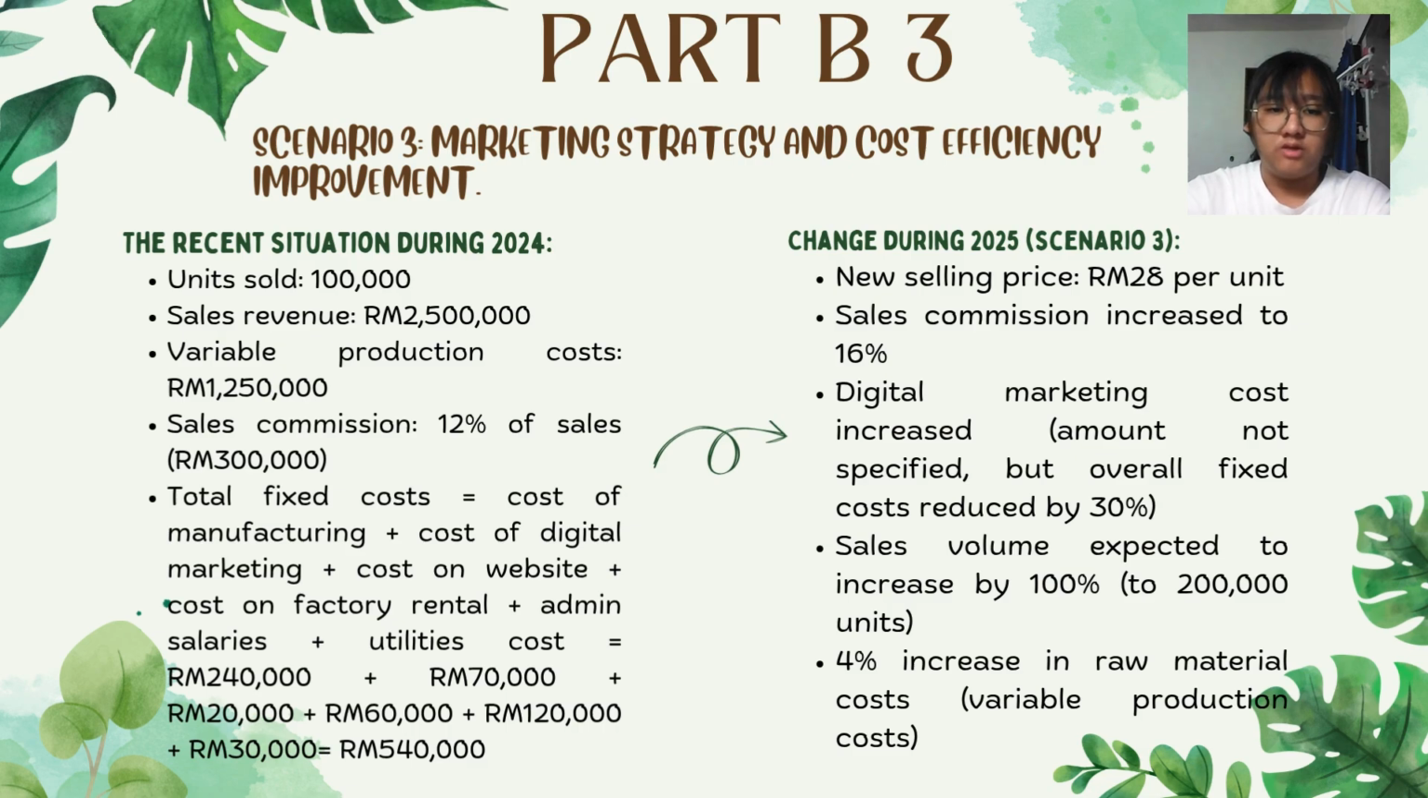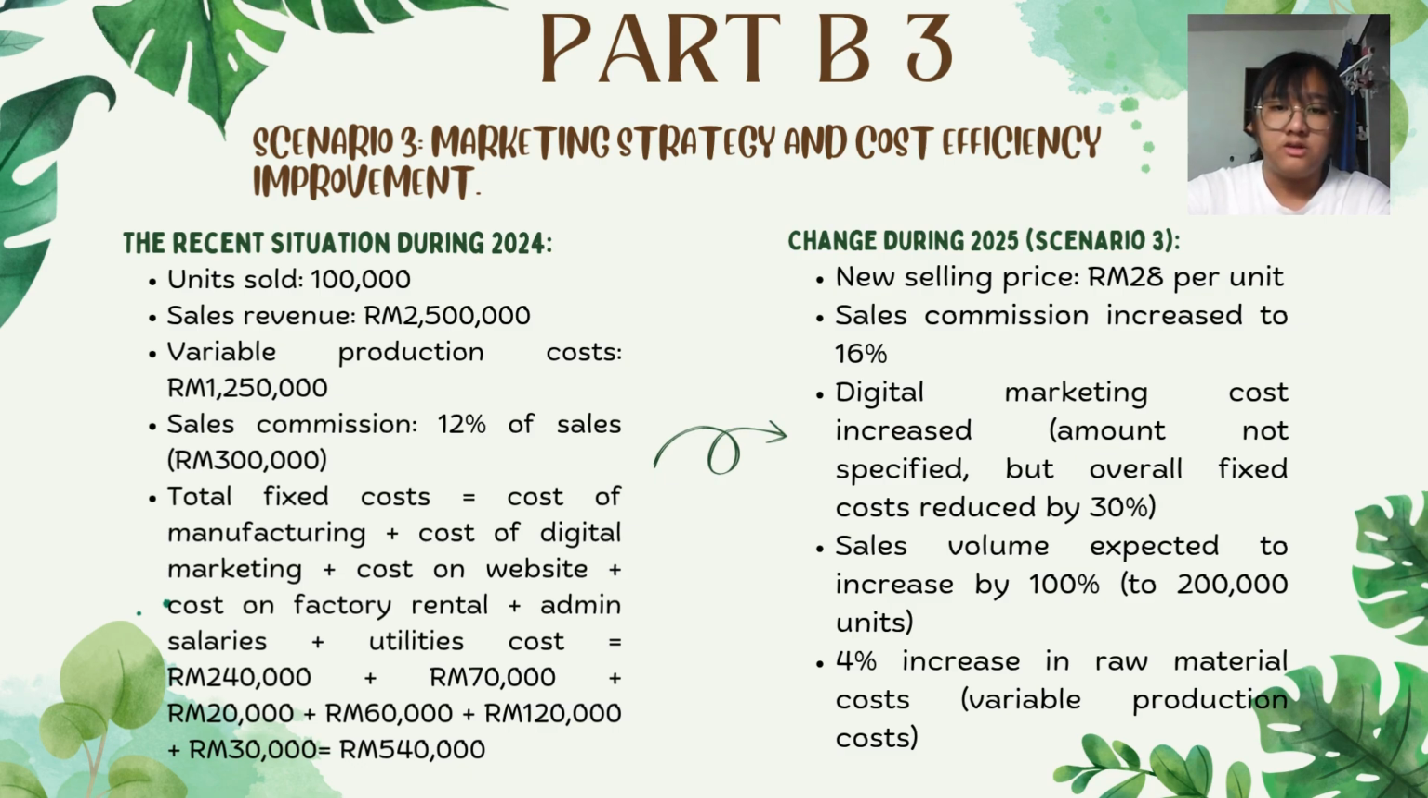The total fixed cost is cost of manufacturing plus cost of digital marketing plus cost on website plus cost on factory rentals plus admin salaries plus utility costs, which is 240,000 ringgit plus 70,000 ringgit plus 20,000 ringgit plus 60,000 ringgit plus 120,000 ringgit plus 13,000 ringgit, and the total is 540,000 ringgit.